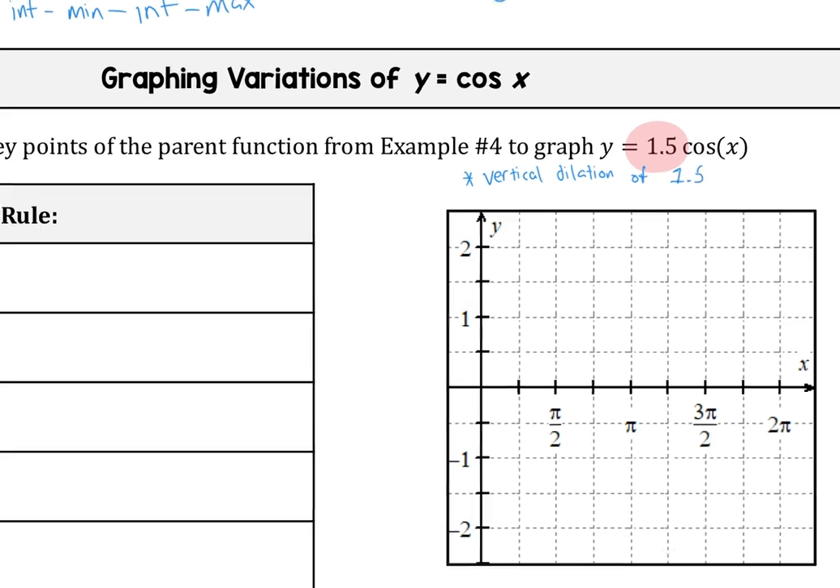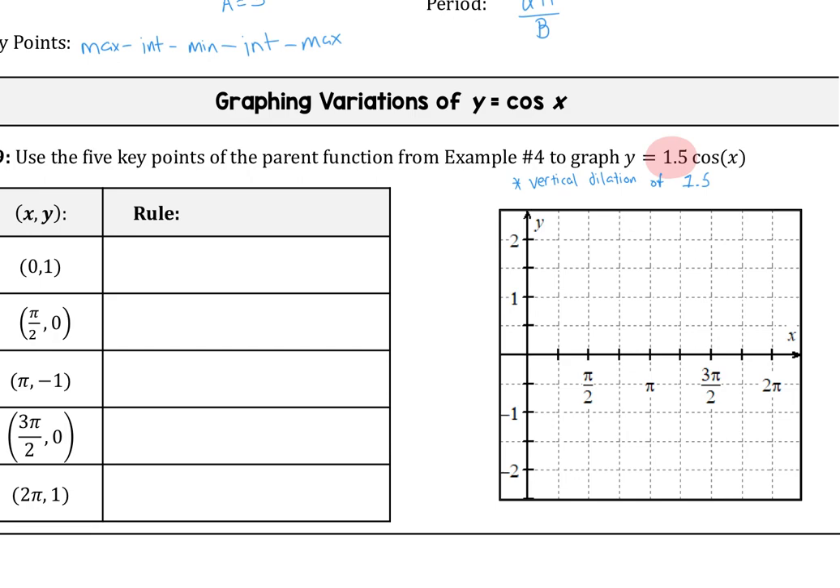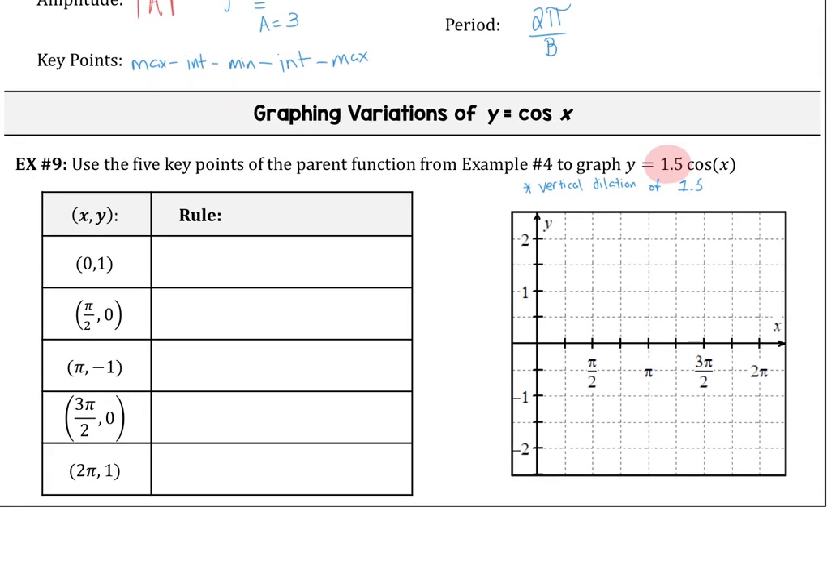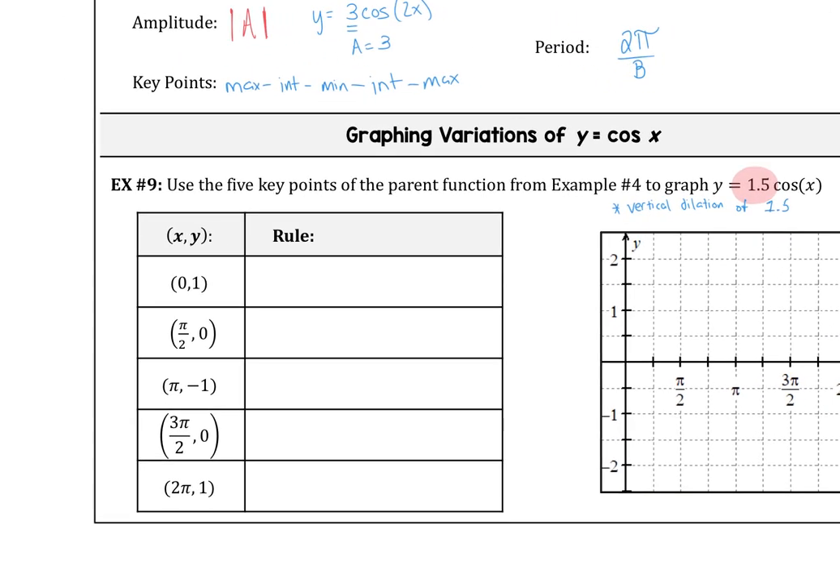Remember, vertical dilations affect the y coordinate. So if we're talking about what happens to the x and the y coordinate, the x is going to stay the same. Nothing affects the x coordinate. But the y values are going to get multiplied by 1.5, because we have a vertical dilation of 1.5 here. So if I have the point (0, 1), 0 is going to stay the same, but now the y value is going to be 1.5.